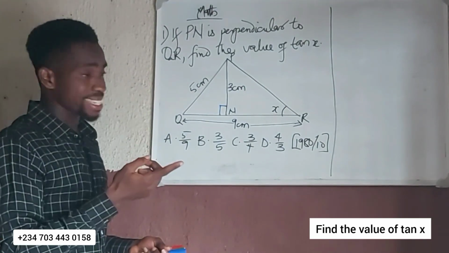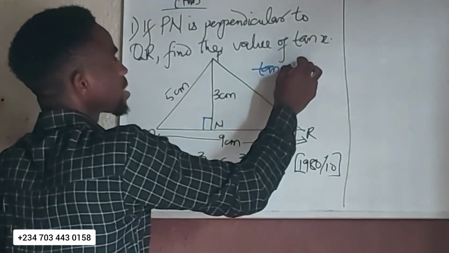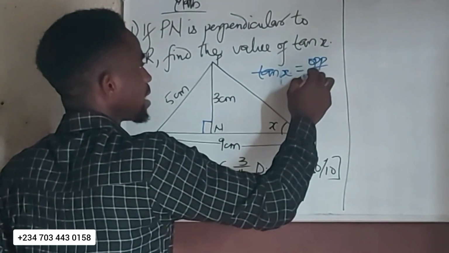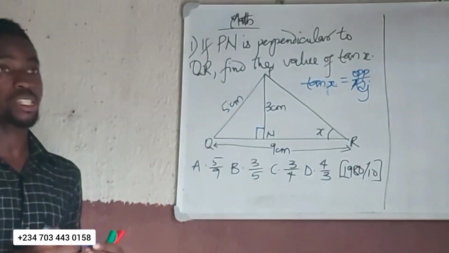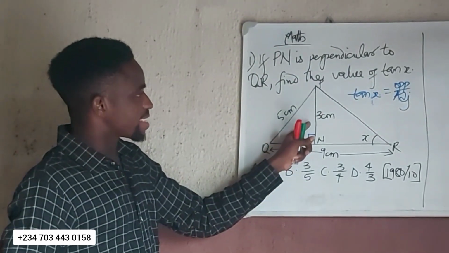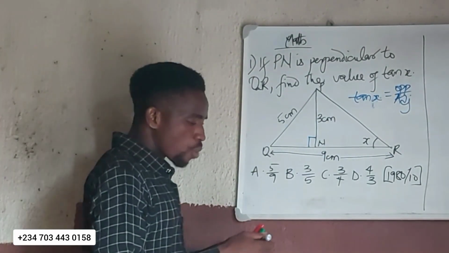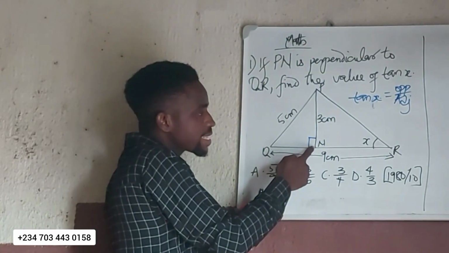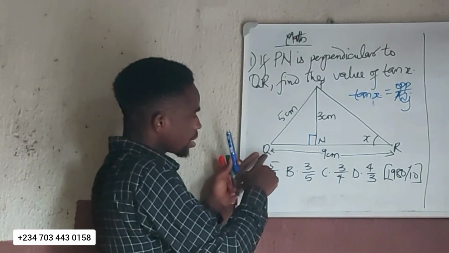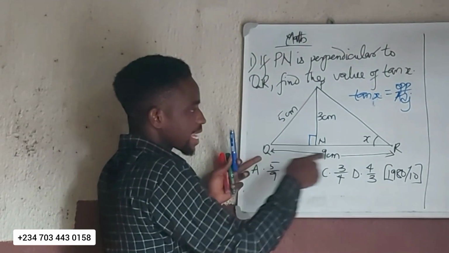So we are looking for tan x, and from our SOH CAH TOA, tan x is going to be opposite upon adjacent, right? Our opposite is this side, and our adjacent is this side, which is from this end to R, NR. But we are not given the value of NR, we are given the total length, from here to here, which is actually 9 cm.